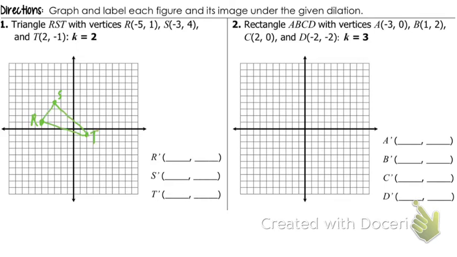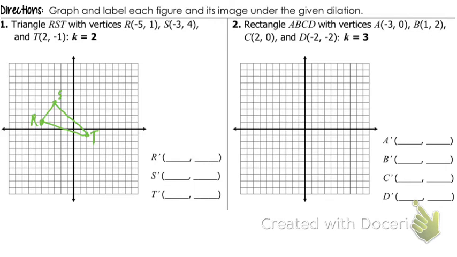Okay, so it should look something like I have up on the board for R, S, and T being there. Now, what does it say our K is? Our scale factor is what? K equals 2. So that means we're going to make everything how much bigger? 2 times as big. So here's what we're going to do.